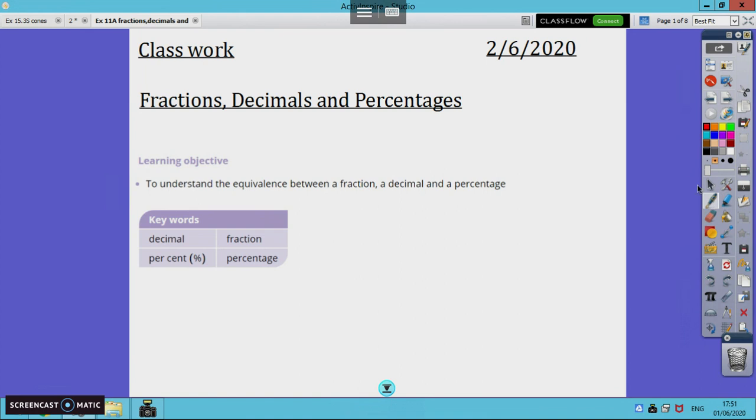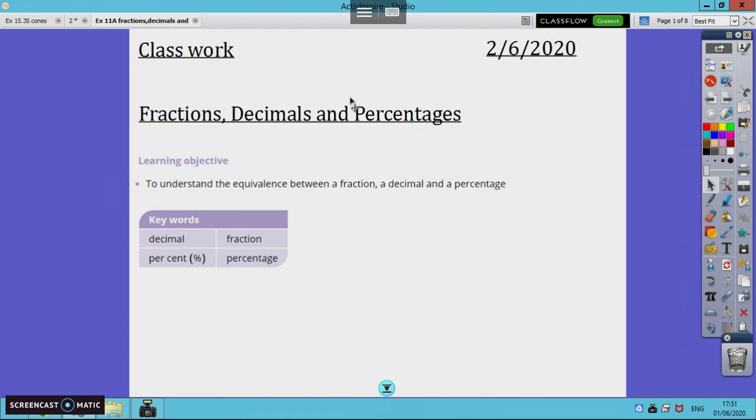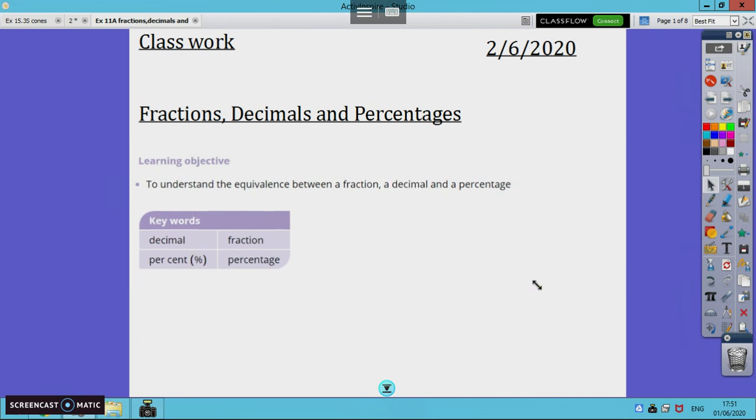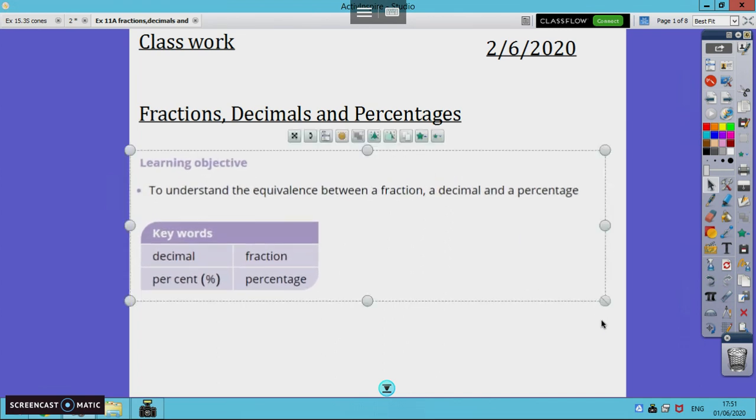So, starting off, remember you can pause the video whenever you want to. Starting off, let's write the date, title, and your learning objective down in your book or your pieces of paper, whatever you're writing on.